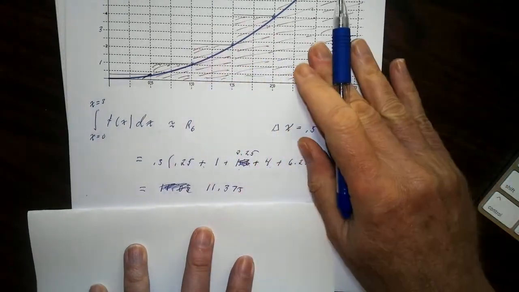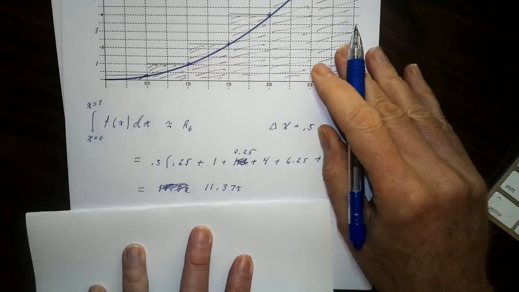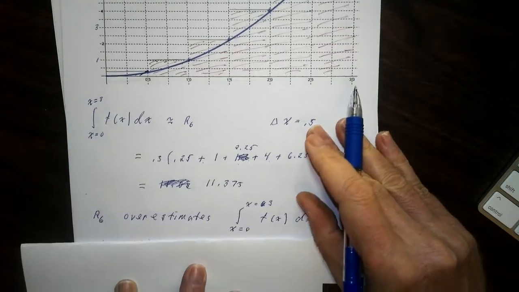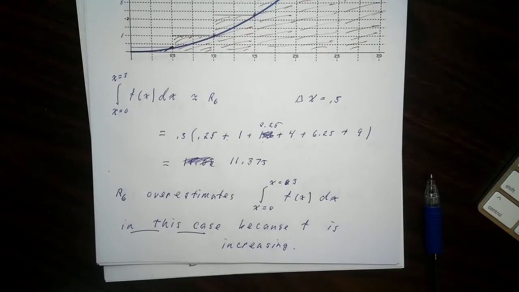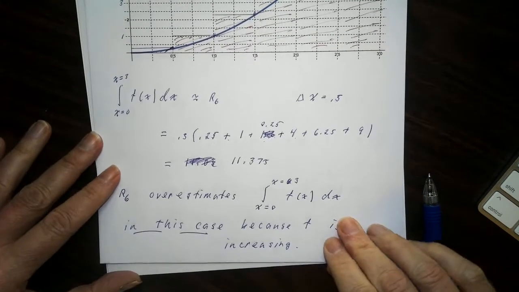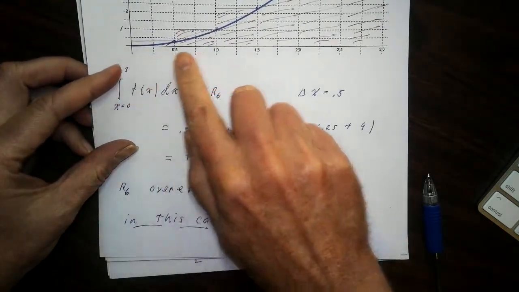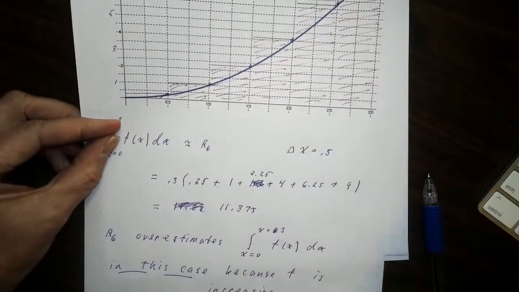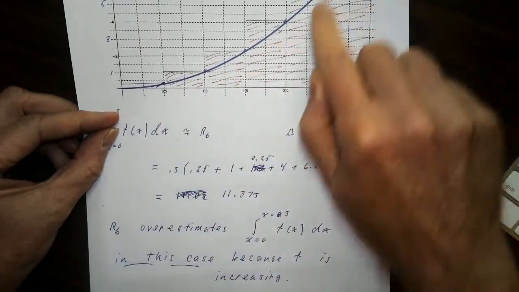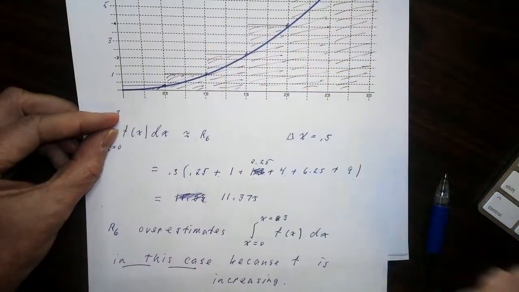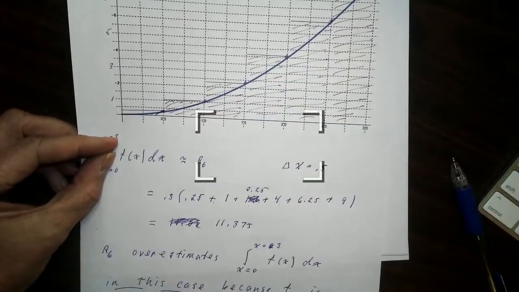And you can see how I've shaded my rectangles above. If you look at those rectangles, the area of those rectangles combined exceeds the area under the curve. So in this case, R6 overestimates the true value of the integral, and that's because f is increasing throughout the interval 0 to 3. These rectangle heights are always going to be above the curve, and we're going to be including some excess area in our estimates.